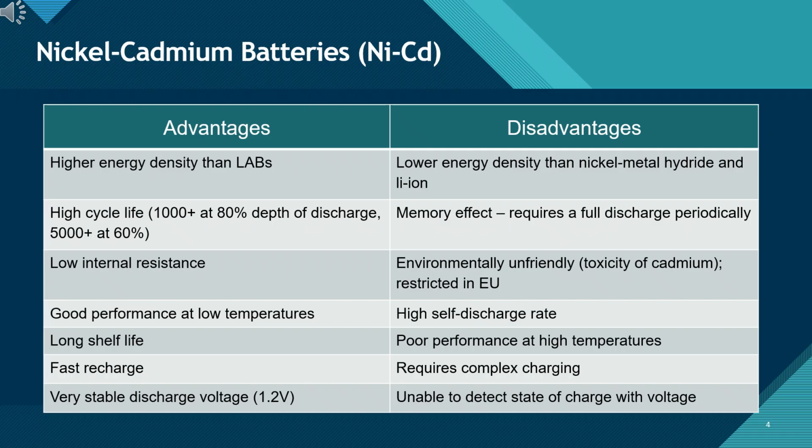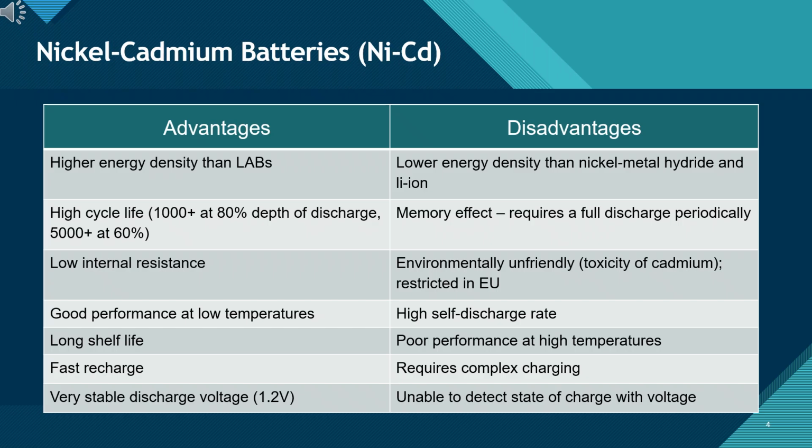When considering NICD batteries, it's essential to strike a balance between their strengths and weaknesses. Let's break it down. Advantages. One of the biggest strengths of NICD batteries is their high cycle life. With proper use, they can last thousands of cycles, sometimes over 5,000 if managed at partial depth of discharge. This makes them very durable compared to many other chemistries. Another highlight is their stable discharge voltage around 1.2 volts per cell. That means devices powered by NICD run very consistently until the battery is nearly empty, unlike some batteries where power fades quickly.